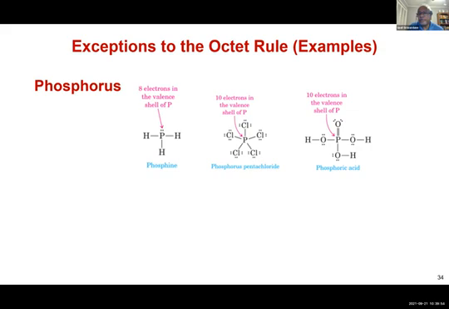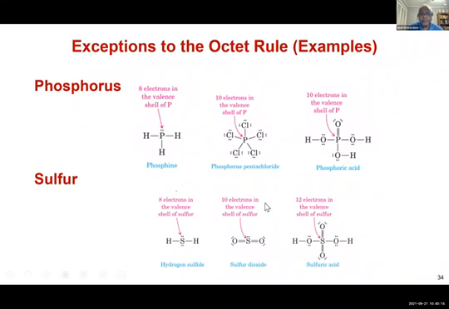In phosphoric acid, if you look at the Lewis structure, phosphorus in the middle, how many bonding electron pairs does it have? 1, 2 in here. 1, 2, 3, 4, 5. There are 10 bonding electrons. Therefore, it is also an exception.